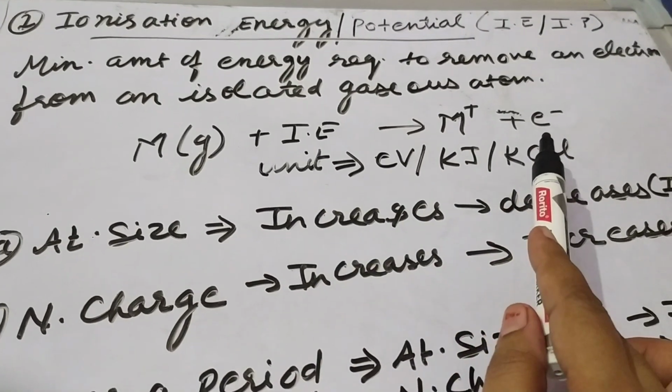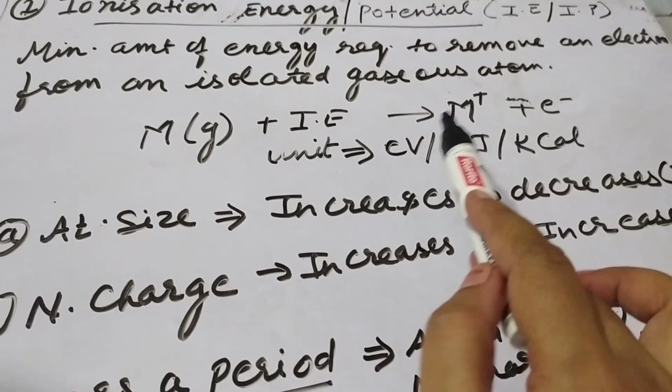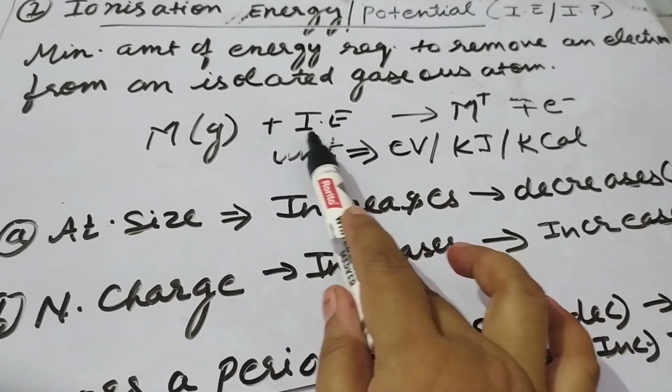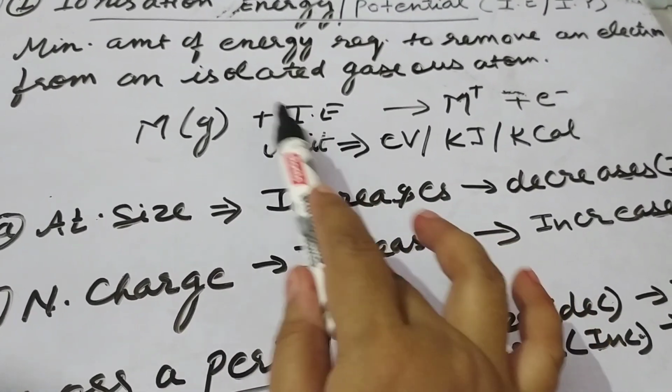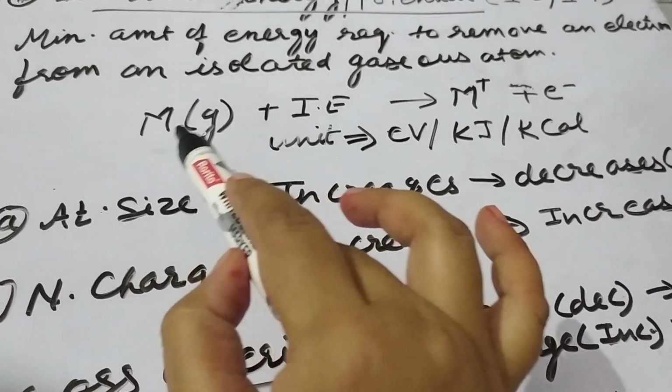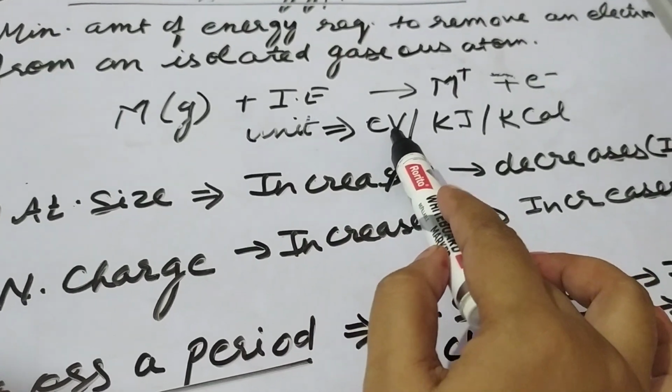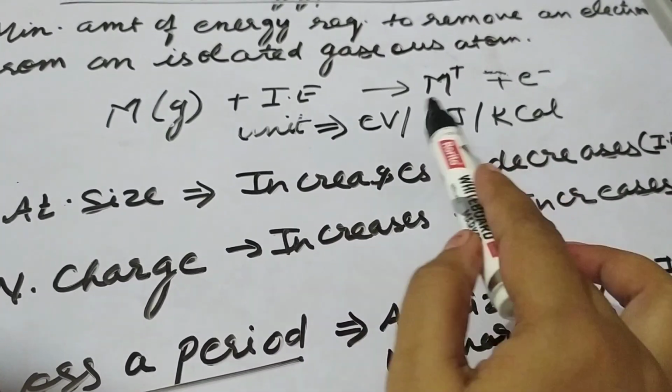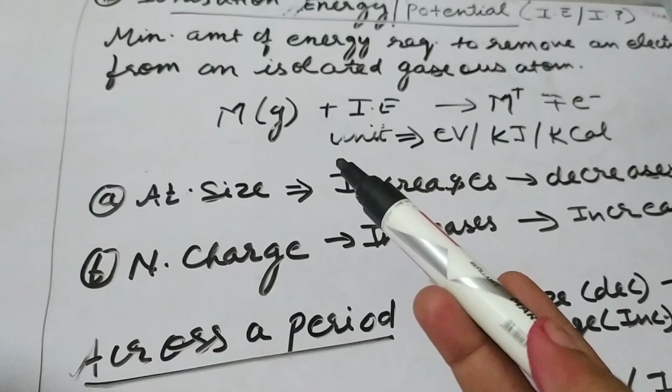So one electron will be removed and the cation will be formed. This energy is called IP, the minimum energy which we give to the atom to remove the electron. The unit is electron volt or kilojoule or kilocalorie. It is a measurable quantity. It again depends on two factors.